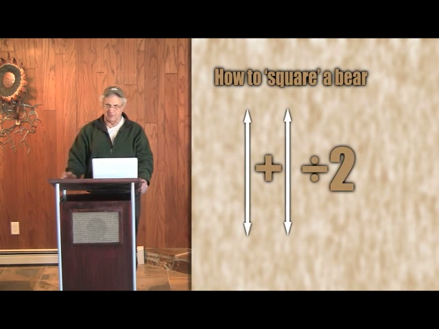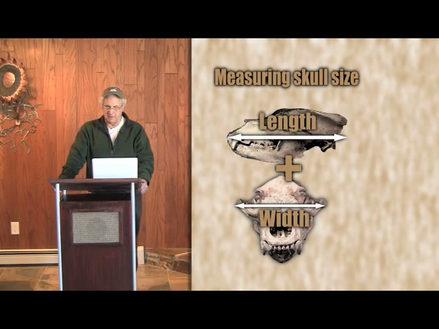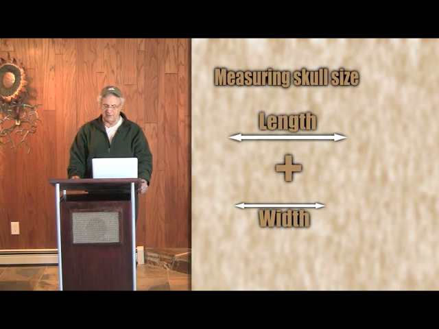Those two measurements are then added together and divided by 2. For the skull, we take the length plus the width, add them together, and use the total as an indicator of the size of that animal.